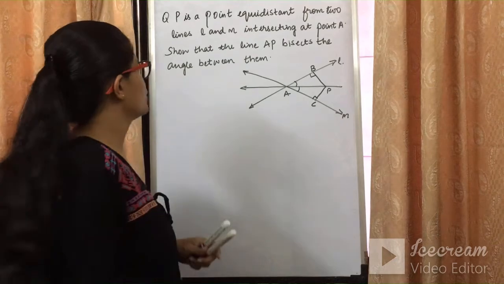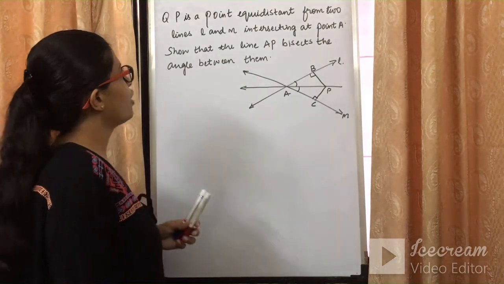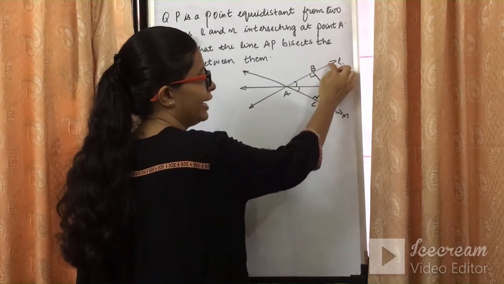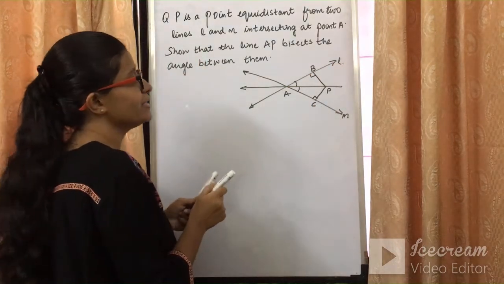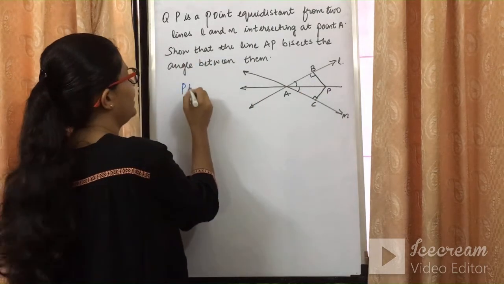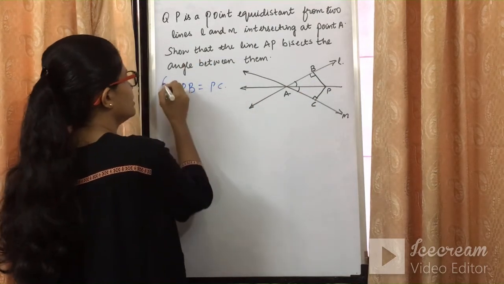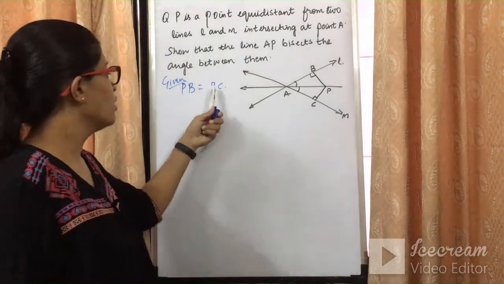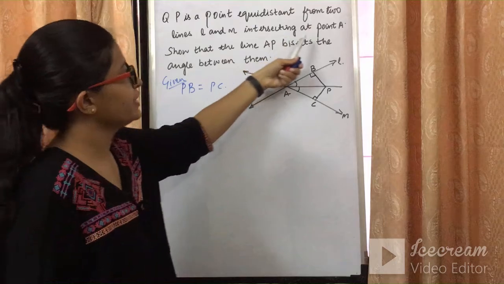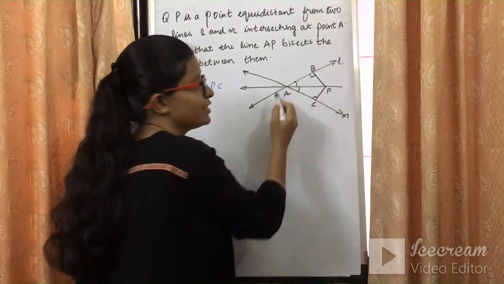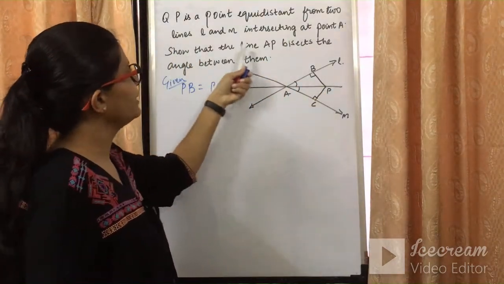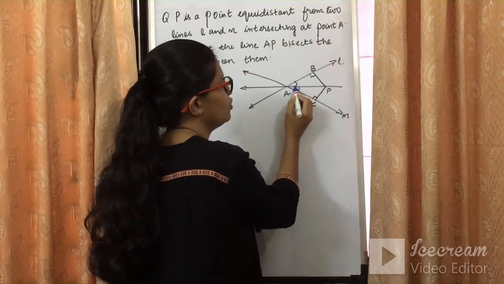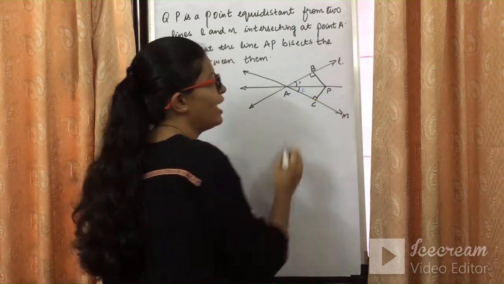Let's have a look at this question. P is a point equidistant from two lines L and M. So P is a point which is equidistant from the lines L and M. So if it is equidistant, we can say that PB will be equal to PC, which is given in the question. PB is equal to PC. Rest intersecting at point A. So this P is intersecting at point A. Show that the line AP bisects the angle between them. Means you need to show that this angle 1 and angle 2 are equal.